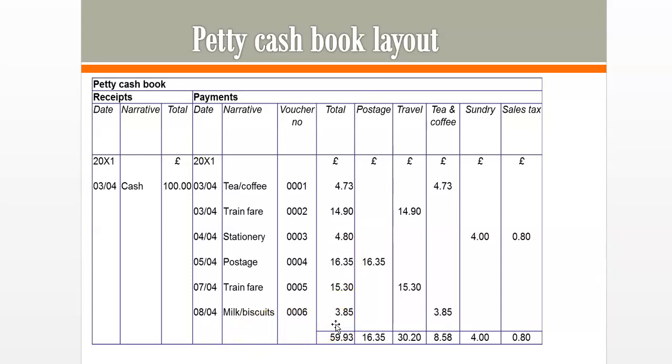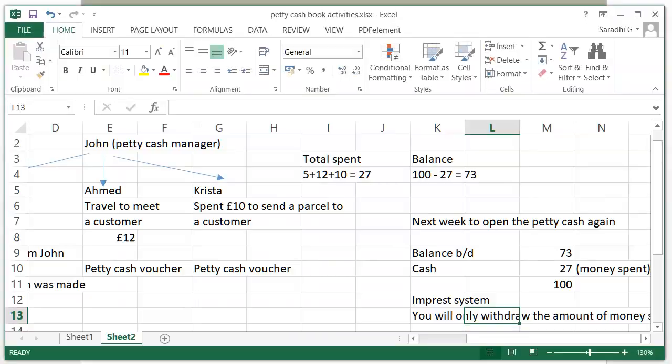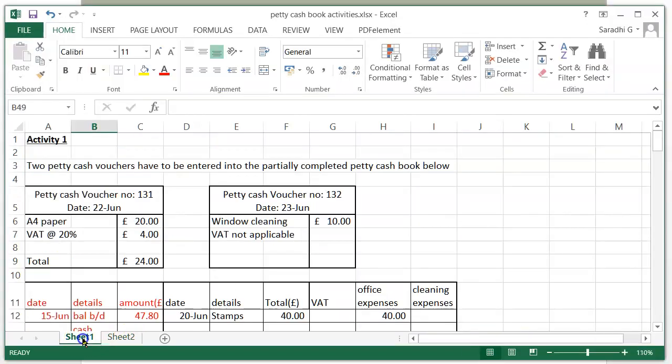Okay. So let's continue this discussion by looking at a sample petty cash book. I'm going to show you how to prepare a petty cash book. We are going to do more activities in the lesson. So this is the petty cash book. Let's take a look at this first question here, activity 1.